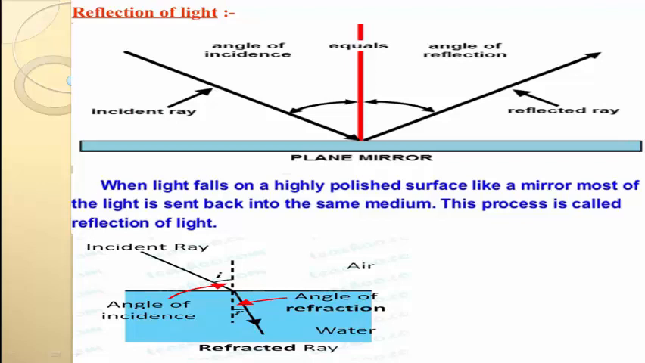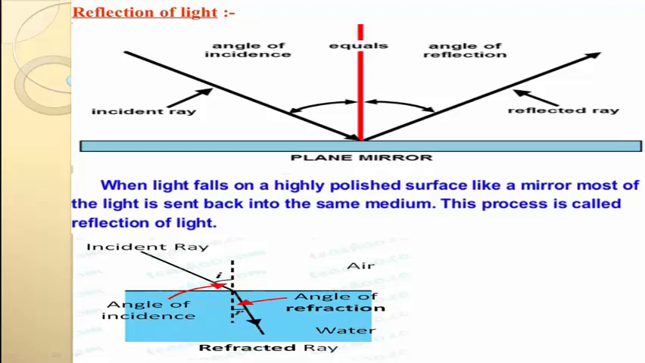Reflection of light is the bouncing of light when it strikes a polished surface like a mirror. As you can see in the plane mirror figure, when light falls on a highly polished surface like a mirror, most of the light is sent back into the same medium. This process is called reflection of light.